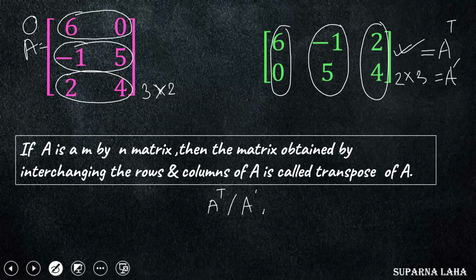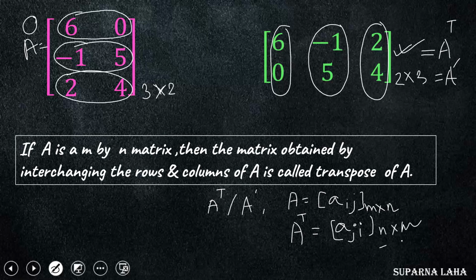If we want to write the general form, A is equal to the matrix A ij, an M by N matrix. Its transpose we will write as A j i, which is N by M. So this is the general representation of the transpose of a matrix.